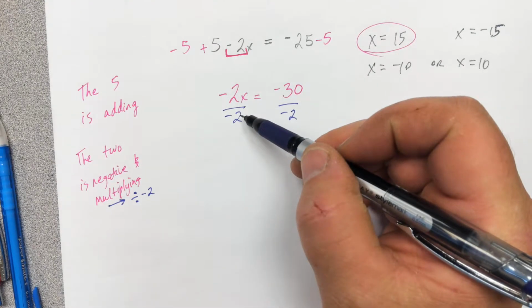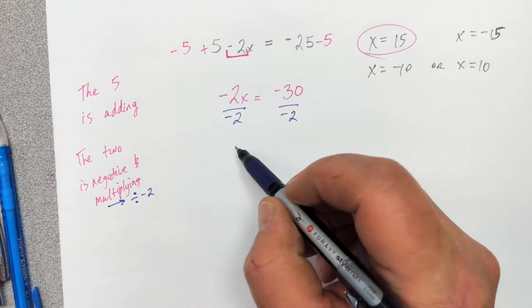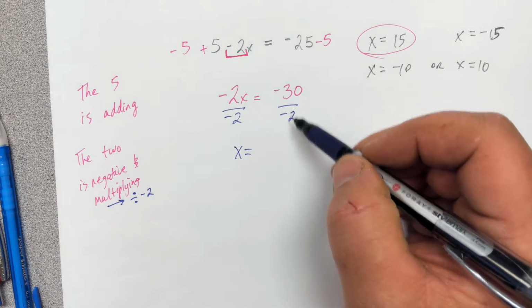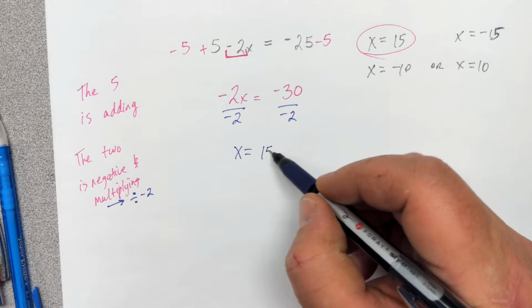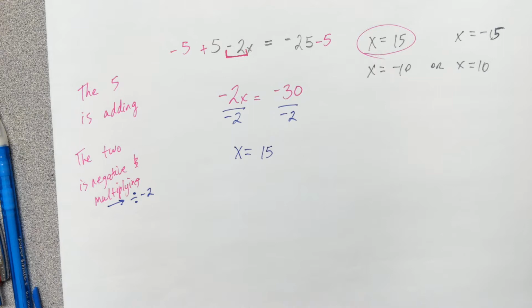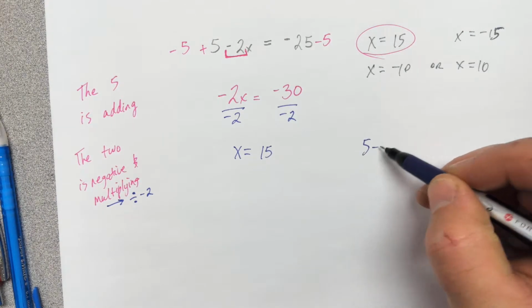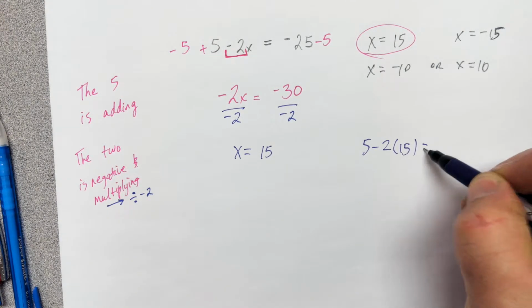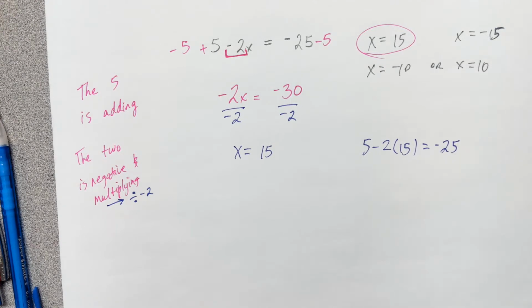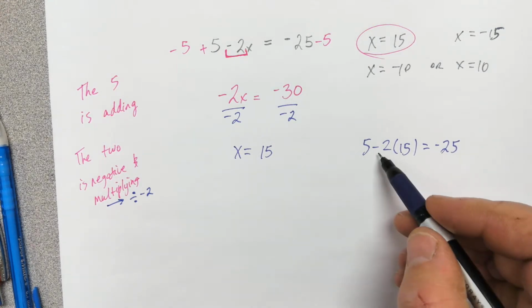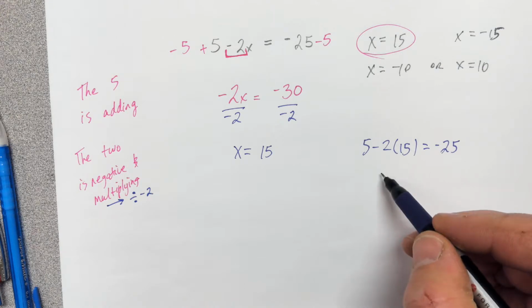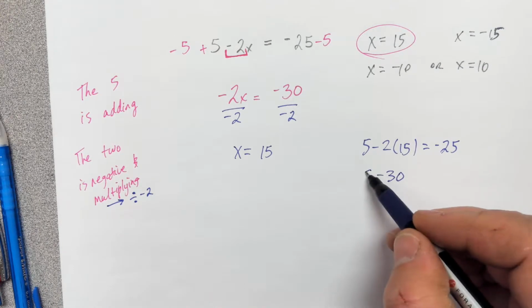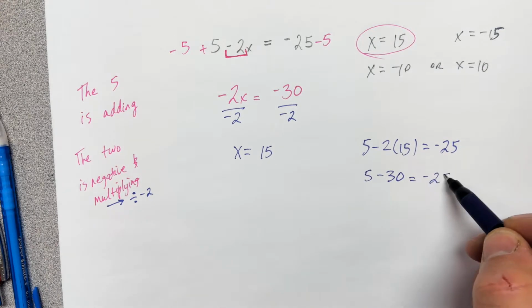Negative divided by a negative is positive. So this is +1. -30 divided by -2 is +15. So Daniela, I agree with you, it is 15, but we should check it to make sure. So to check it, let's plug it in. 5 minus 2 times 15. Let's see if that in fact equals negative 25. Order of operations says that's negative 30. The 5 is positive. That does equal negative 25.